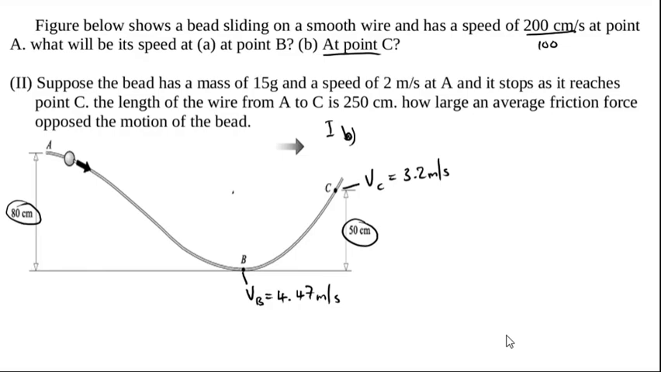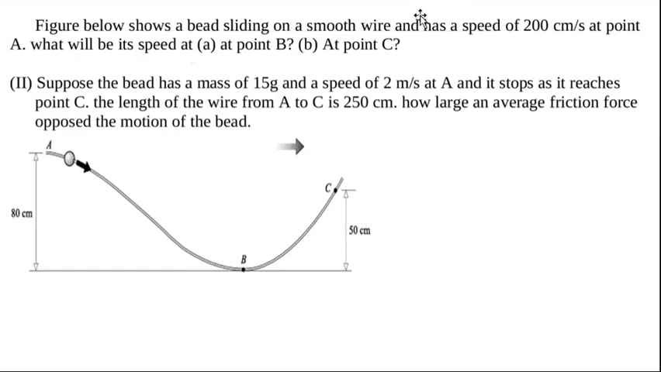Answer the second part of the question. It says, suppose the bead has a mass of 15 grams and a speed of 2 meters per second at point A, and it stops as it reaches point C. The length of the wire AC is 250 centimeters. How large an average friction force opposes the motion of the bead? Right. So here's what we know. We know that the speed at A, so let me just write, the velocity at A is 2 meters per second.